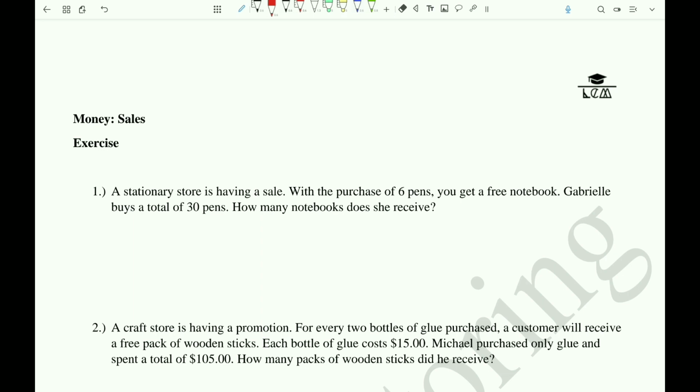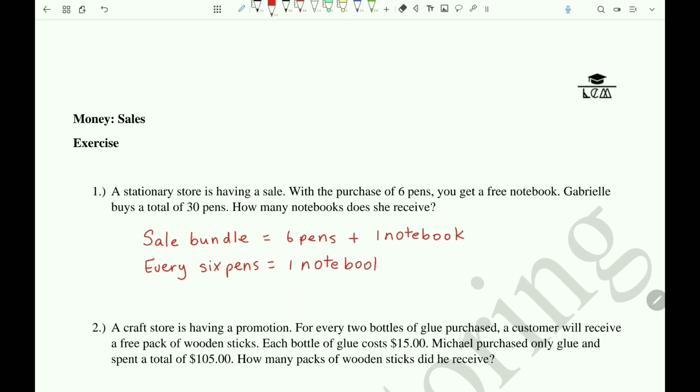So what we're going to look at is something I call the sale bundle, which is essentially a combination of what you pay for and what you get free. So the sale bundle is 6 pens plus 1 notebook. So every 6 pens, and I'll write this down, every 6 pens you receive 1 notebook. Now Gabrielle buys 30 pens.